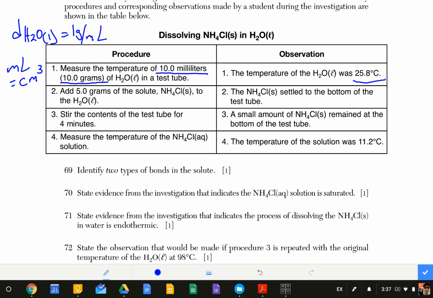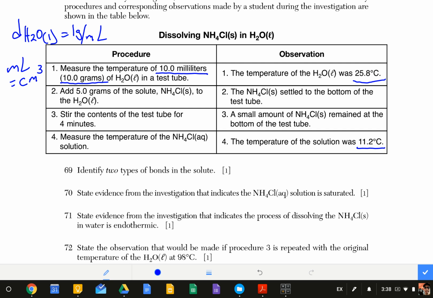Okay, next. Procedure 2, add 5 grams of the solute ammonium chloride solid to the H2O liquid. Observation number 2, the ammonium chloride solid settles to the bottom of the test tube. Step 3, stir the contents of the test tube for 4 minutes. Observation 3, a small amount of ammonium chloride solid remained at the bottom of the test tube. Procedure number 4, measure the temperature of the ammonium chloride aqueous solution, and the student recorded the observation that the temperature of the solution went down to 11.2 degrees Celsius.